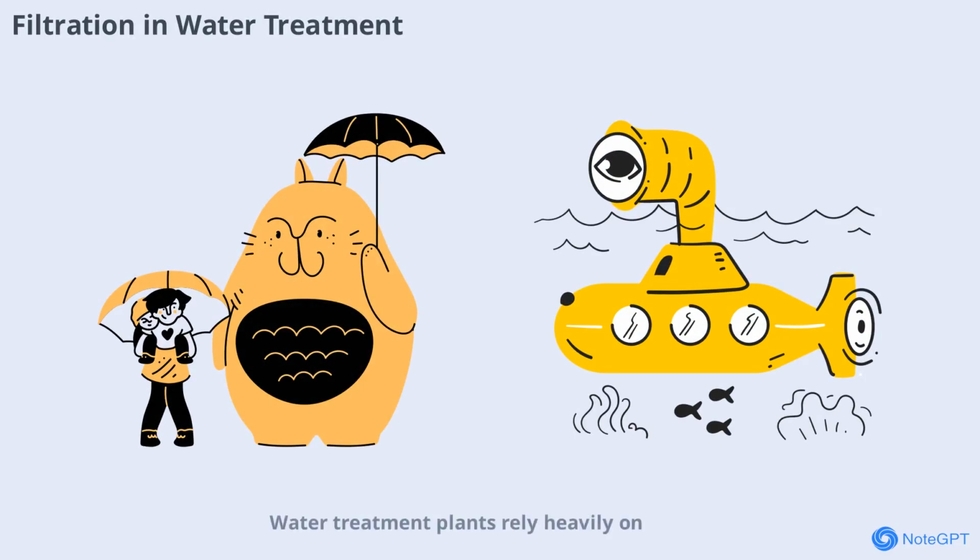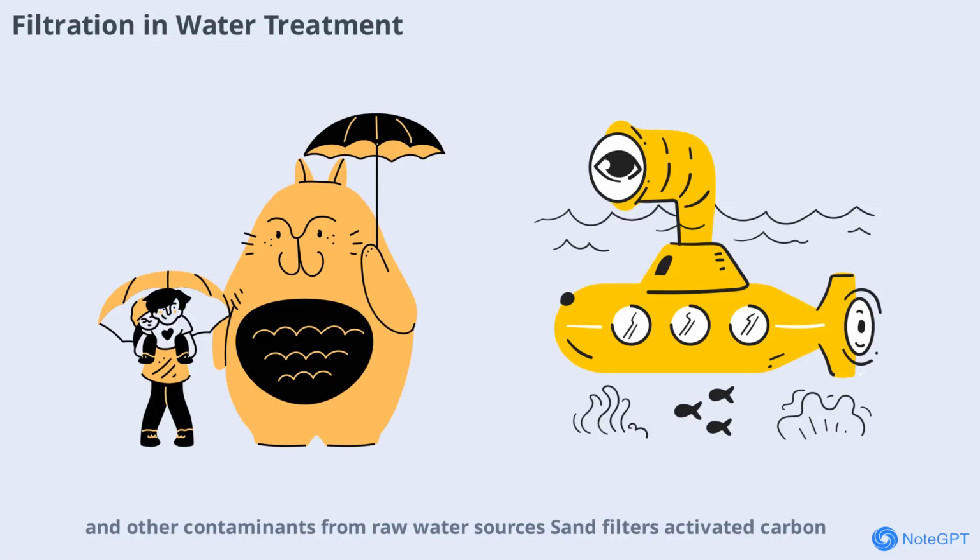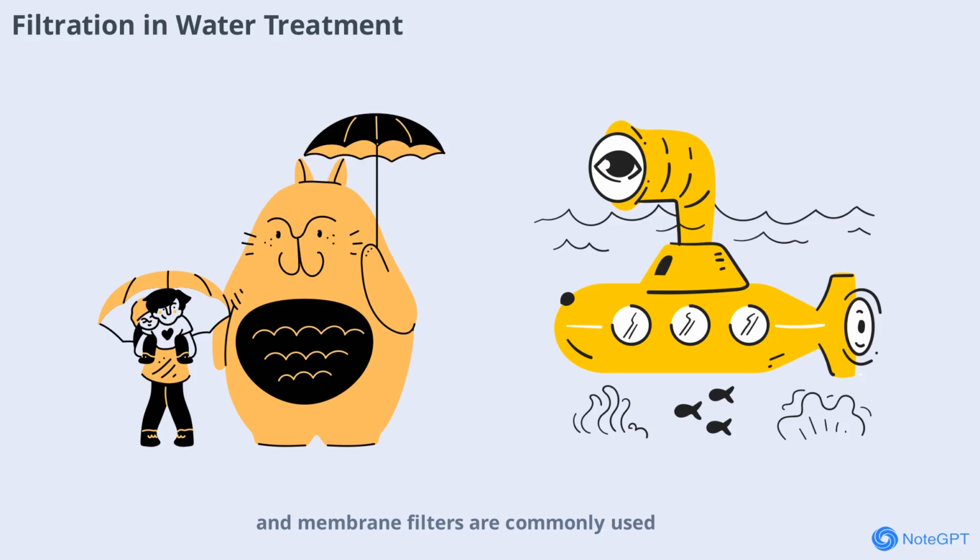Water treatment plants rely heavily on filtration to provide safe drinking water. Multiple stages of filtration remove dirt, bacteria, and other contaminants from raw water sources. Sand filters, activated carbon, and membrane filters are commonly used. Each stage targets different types of impurities, ensuring that the final product is clean and safe for consumption. Filtration is a critical step in protecting public health and maintaining water quality.